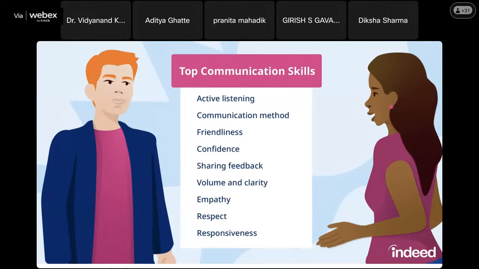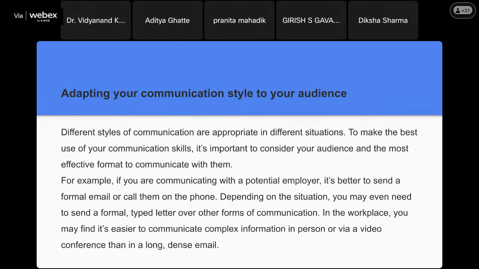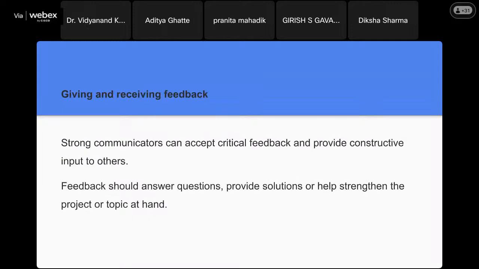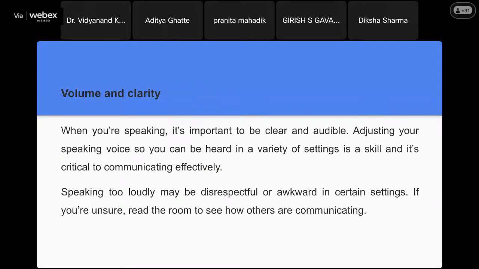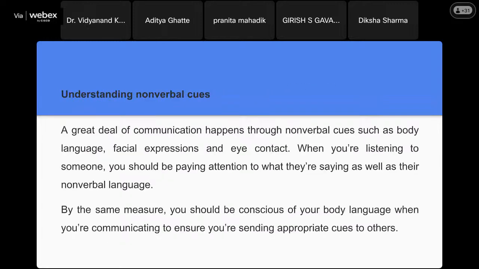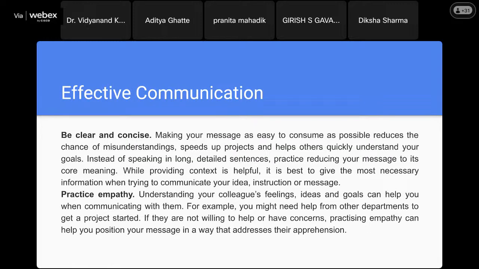Active listening, communication method, friendliness, confidence, sharing feedback, volume and clarity, empathy, respect, and responsiveness. So paying close attention, active listening, adapting your communication styles to your audience, friendliness, confidence, giving and receiving feedback, volume and clarity, empathy, respect, and understanding non-verbal cues, responsiveness. These are from that. Effective communication, I'll not go into very much detail about that. It has to be clear, concise.